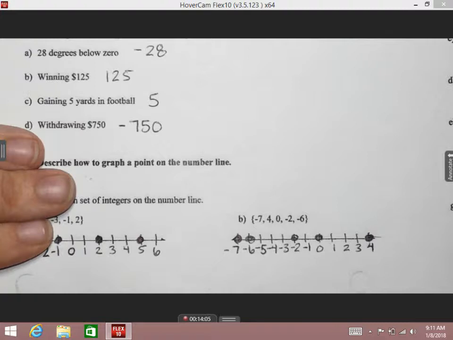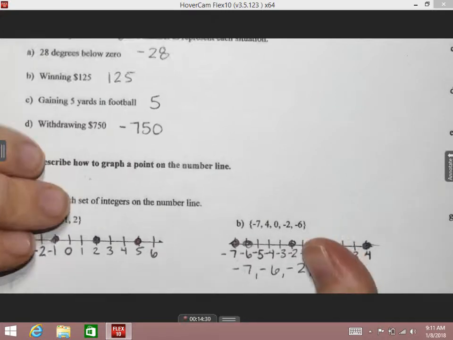What do you think, Kernan? Least to greatest, what would I write? -7, -6, -2, 0, 4. All right, and do you see how the number line does actually help me with that? Because then I can just look at the dots and write those numbers down. Do you have to draw number lines to do that? No, but picturing one in your head might be beneficial. Okay, if you want to draw a number line, if that helps you, draw it out.